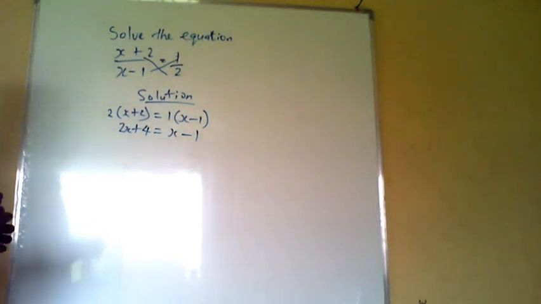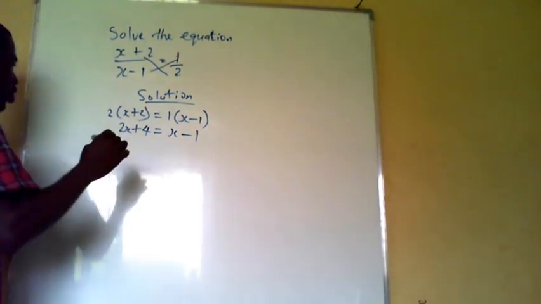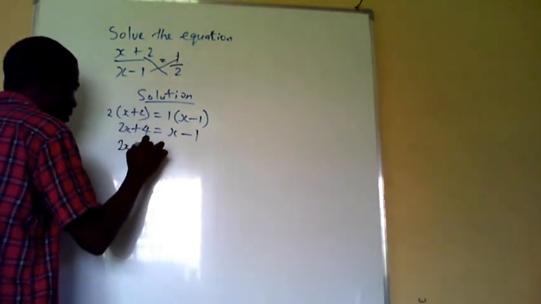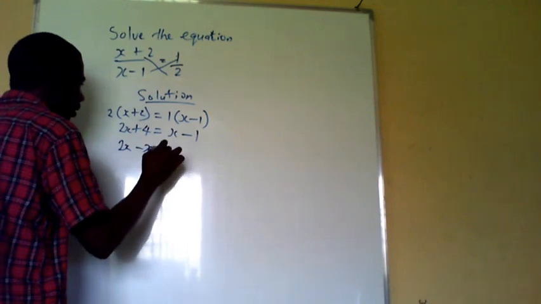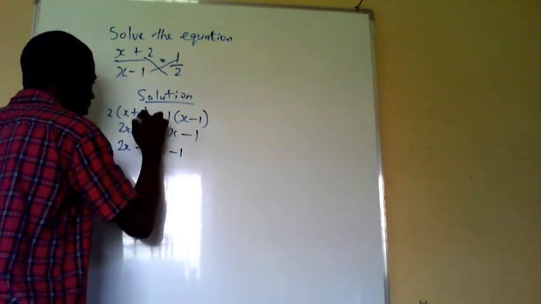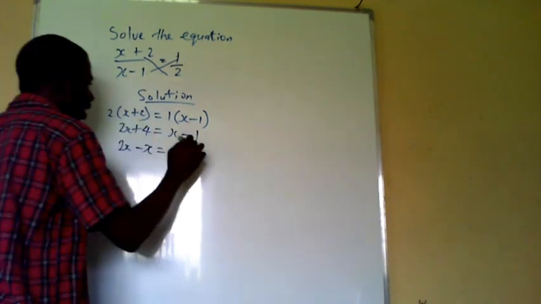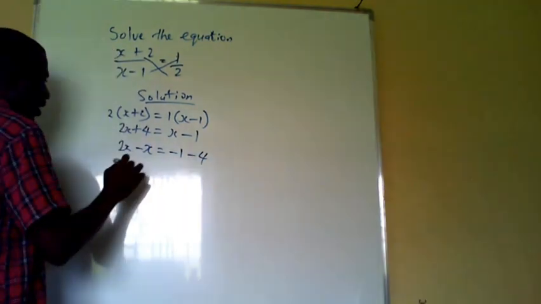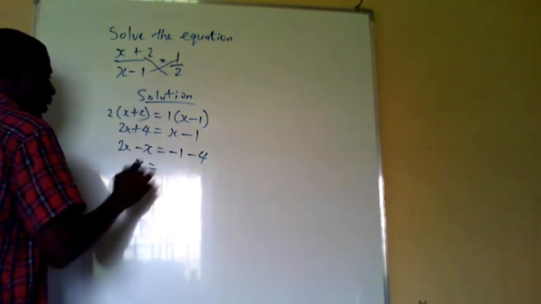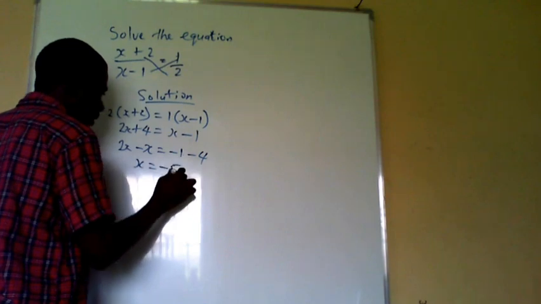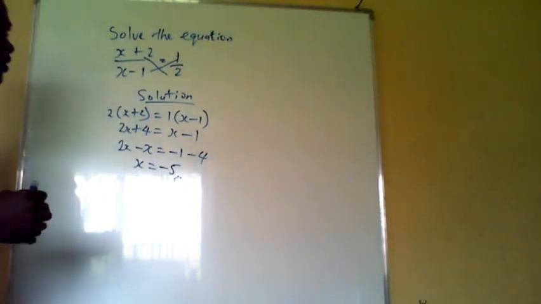Collect like terms. Like terms are those terms that are alike. So you say 2x minus x equals minus 1, and when a plus sign crosses the equal sign it becomes minus 4. So 2x minus x is what? x. Then minus 1 minus 4 is minus 5. Now that becomes the final answer.